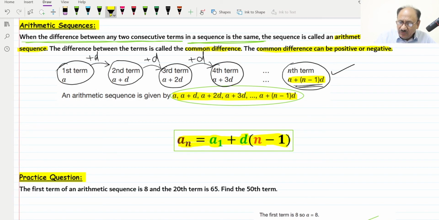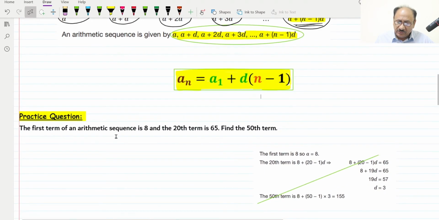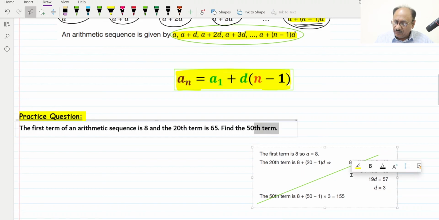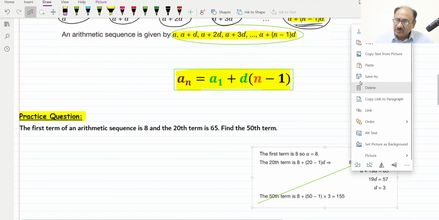This will be convenient to use because it will save your time and have fewer chances of mistakes. So I recommend using this formula if you get this type of question. The difference method, as I have explained, also works and you can use it, but it involves a little more time and more chances of mistakes also. Then we can go through a practice question.